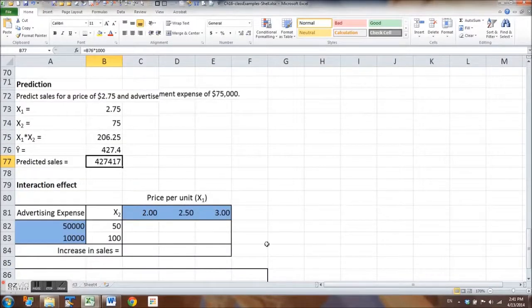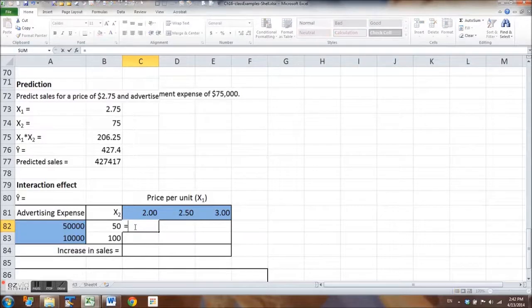Now let's look at how the interaction effect actually works. So here we want to set up the y hat values. We are now developing estimates. This is for prices going from $2 to $3 and advertising expense 50,000 and 100,000. So first thing to do is to convert advertising expense to x sub 2 values. These are in thousands, so this is 50 and this is 100. Now let's set up the y hats.